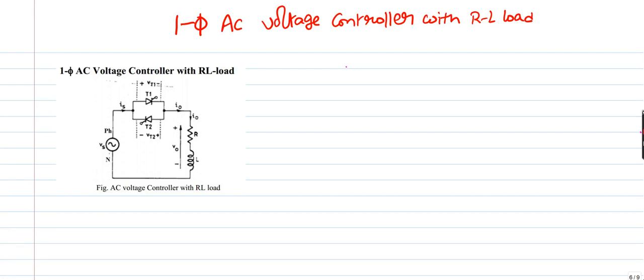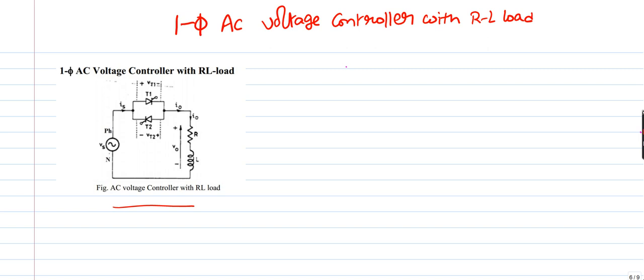All. In this lecture session, we are going to cover single phase AC voltage control with resistive inductive load. So the difference between the previous circuit and this circuit lies in your load. In the previous case it was only resistive load, now it is resistive inductive load in the output. The source side and the AC voltage control side have no change.